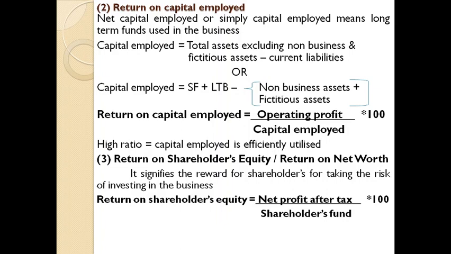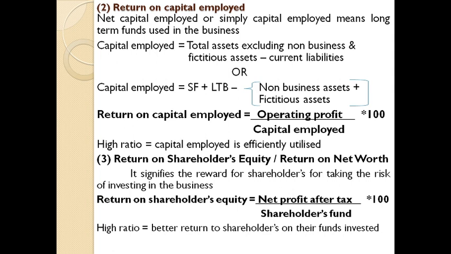And while computing, if you are getting a higher ratio, it means the shareholders are getting a higher return on the base of fund investment. If they are getting a lower ratio, it means they are not sufficiently rewarded for their investment. So just go through all these ratios. We will discuss the further ratios in the coming sessions.